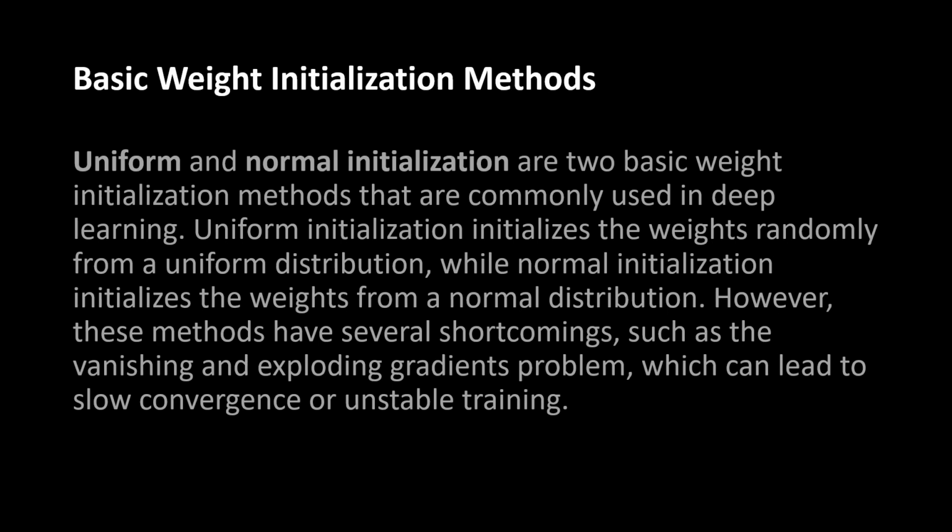The uniform initialization initializes the weights randomly from a uniform distribution, while normal initialization initializes the weights from a normal distribution. However, these methods have several disadvantages or shortcomings, such as vanishing and exploding gradient problems, which can lead to slow convergence and unstable training, or may take a really long time to train a particular model.